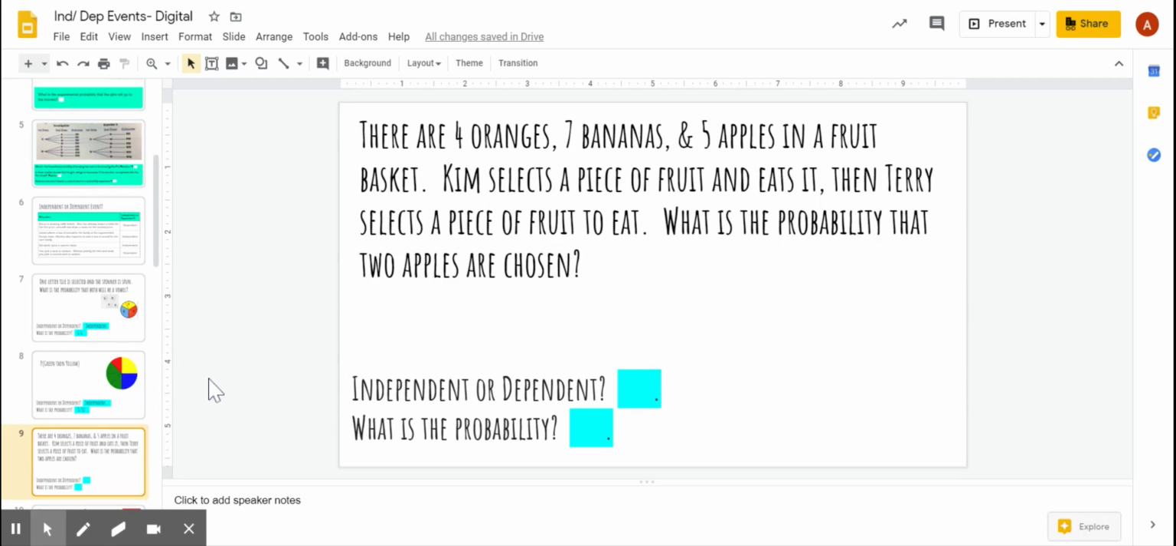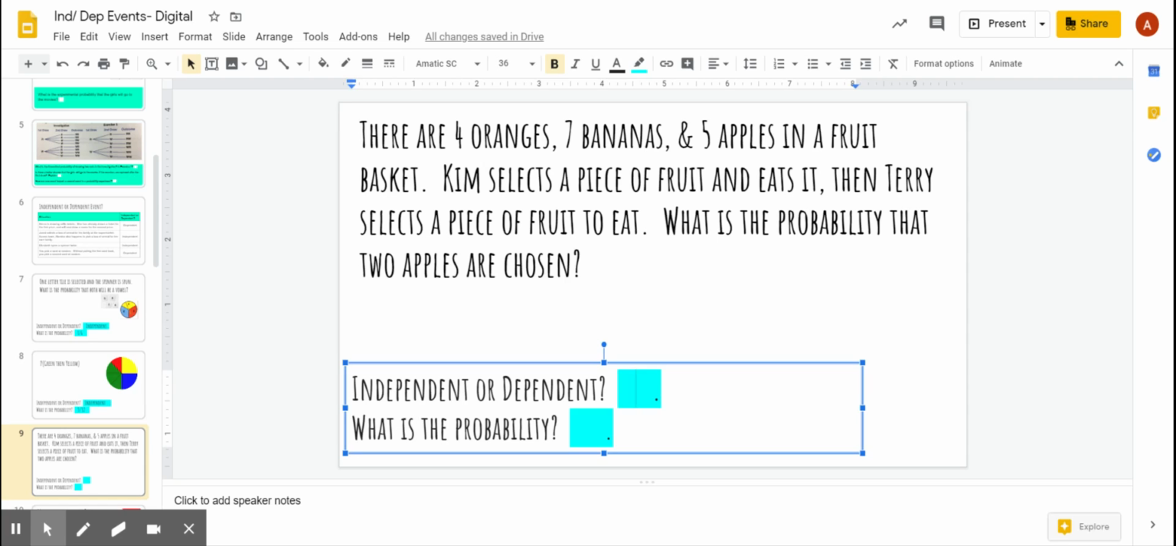Let's do another one. All right, there are 4 oranges, 7 bananas, and 5 apples in a fruit basket. Kim selects a piece of fruit and eats it. Then Terry selects a piece of fruit to eat. What is the probability that 2 apples are chosen? Let's decide if this is independent or dependent. So here, since it says Kim eats the fruit, once she eats it, then Terry can't pick that piece anymore. Okay, it's already gone. So this is actually dependent.